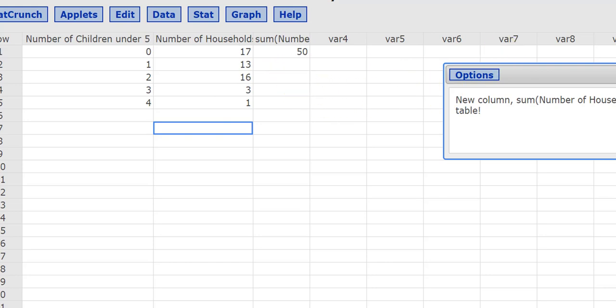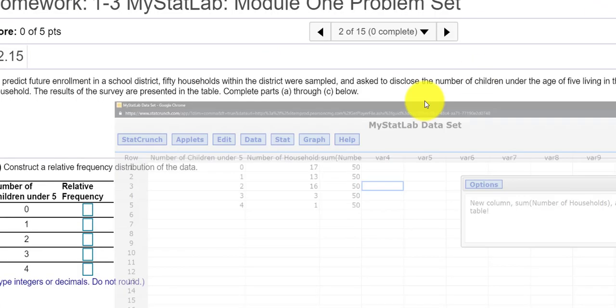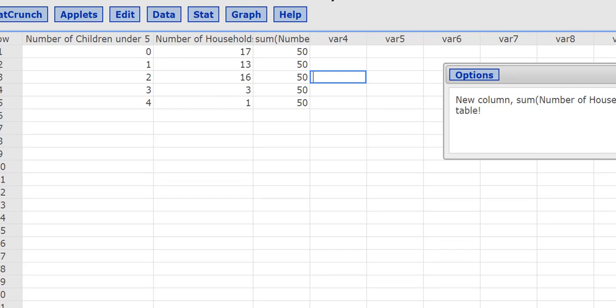Now, for the relative frequency, I'm just going to extend this 50 all the way down. Because I want to divide 17 by 50 to get the relative frequency, 13 by 50 to get the relative frequency, 16 divided by 50. That's how I'll fill in these boxes here. So again, you could do this in StatCrunch, you can do this by hand, you can just use your calculator. I'm doing it in StatCrunch just to get us familiar with StatCrunch.